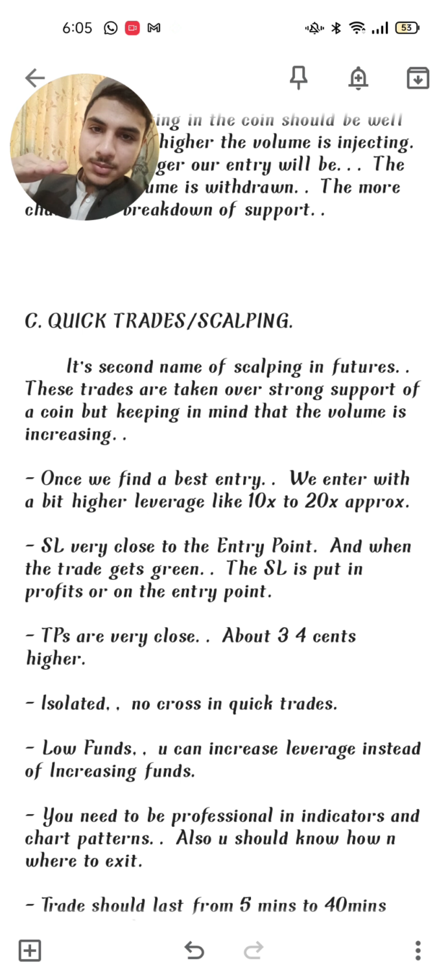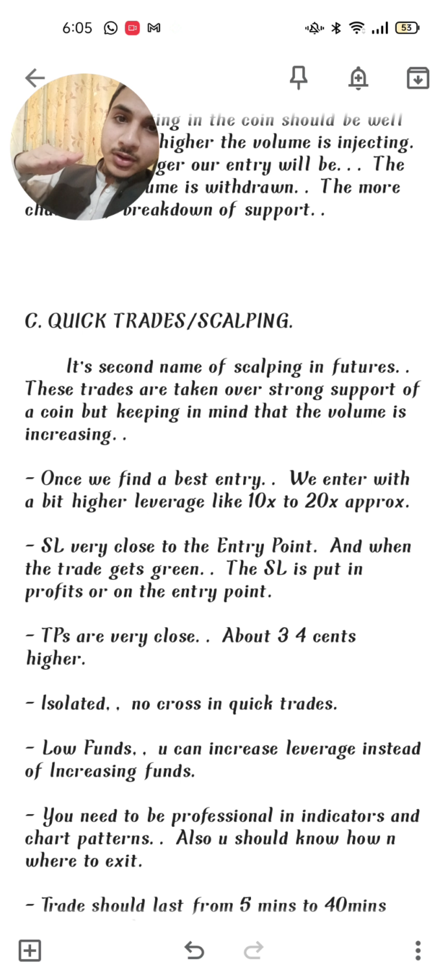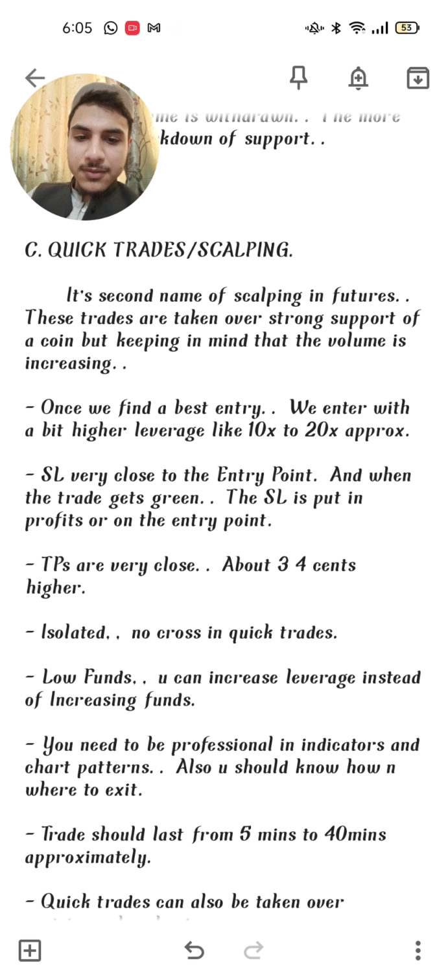The market dumped, and we took a trade on strong support. But we should also watch that the volume of that coin is increasing. So then this is a good time to enter in that coin. Fine. So I've explained it further.